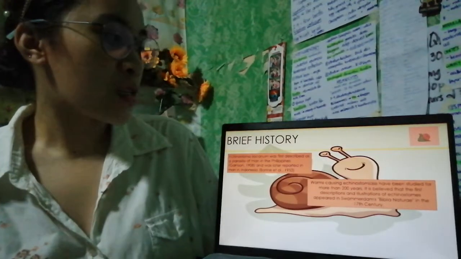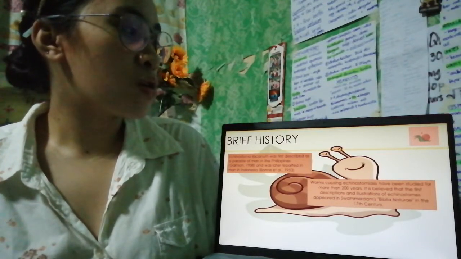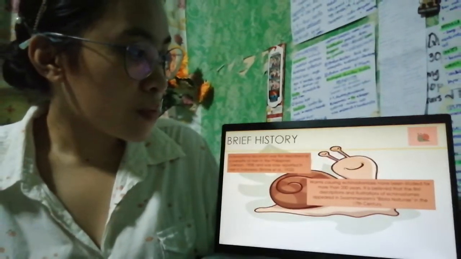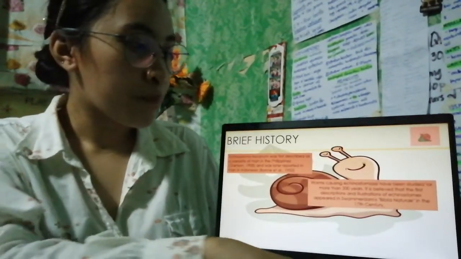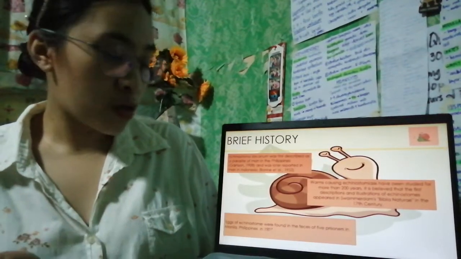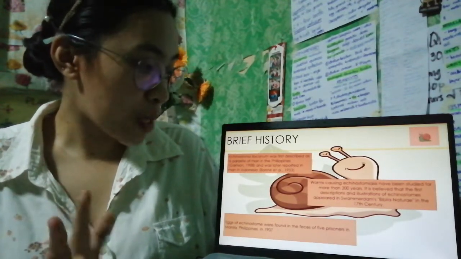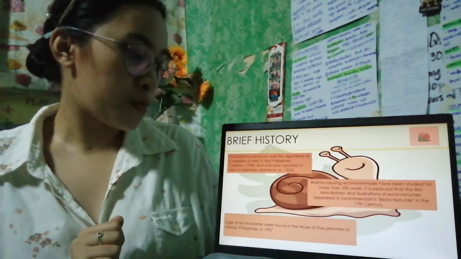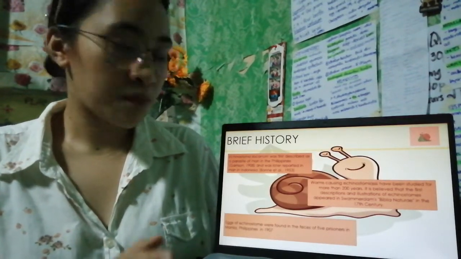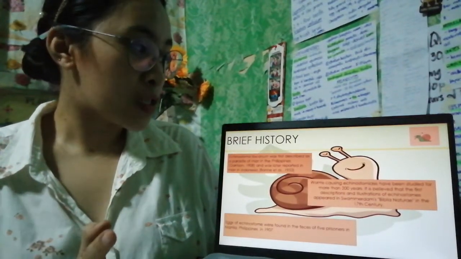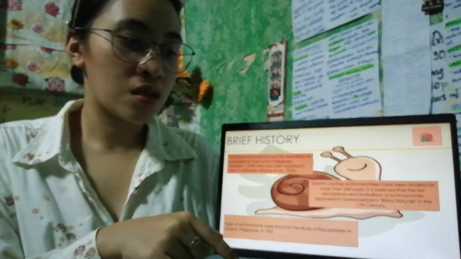It is believed that the first descriptions and illustrations of echinostomes appeared in Swammerdam's Biblia Naturae in the 17th century. So, it was a long time ago. And lastly, eggs of Echinostoma were found in the feces of 5 prisoners in Manila, Philippines in 1907. Actually, the eggs were seen in 1907, but it was reported in 1908, a year after.